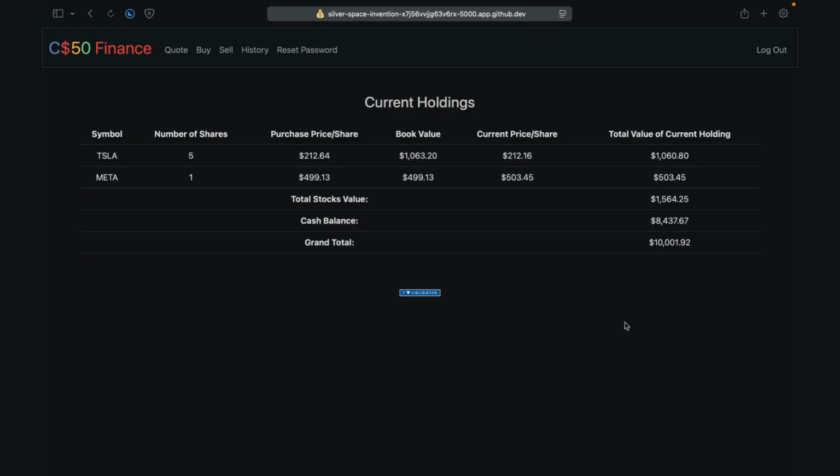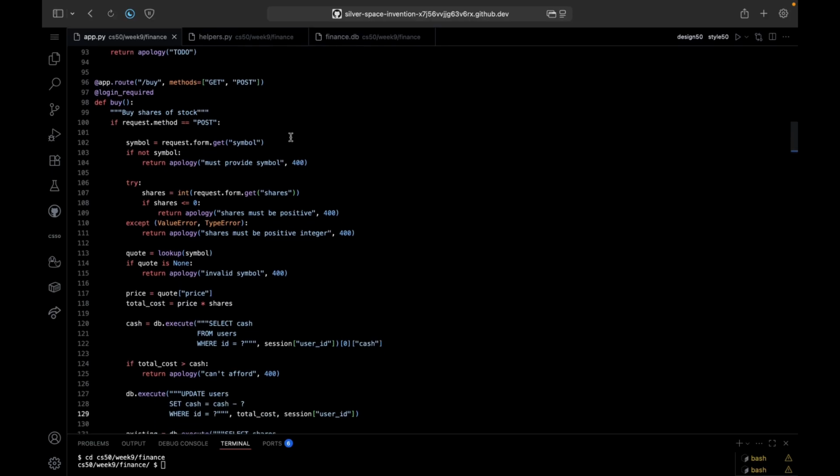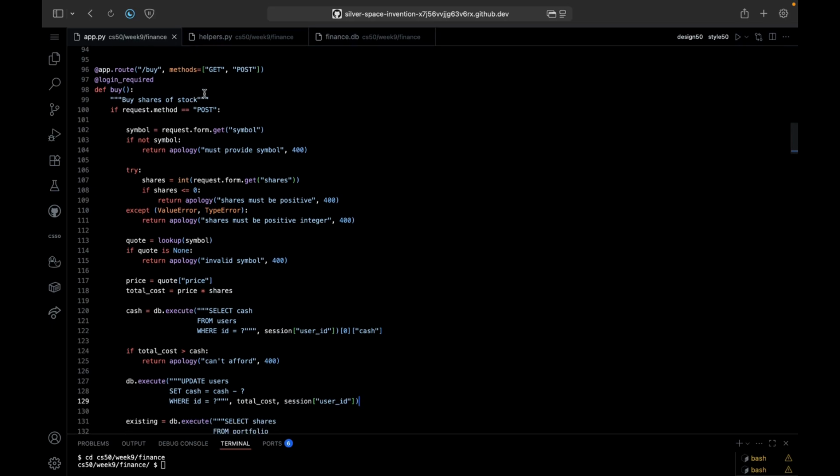Looking at the current holdings for VN, we can see that our total value of current holdings is worth $10,001. But every time we refresh our page, the API fetches current market share data, and so therefore our total value of current holdings changes. Now, let's take a very quick look at our Python logic, specifically the buy function.